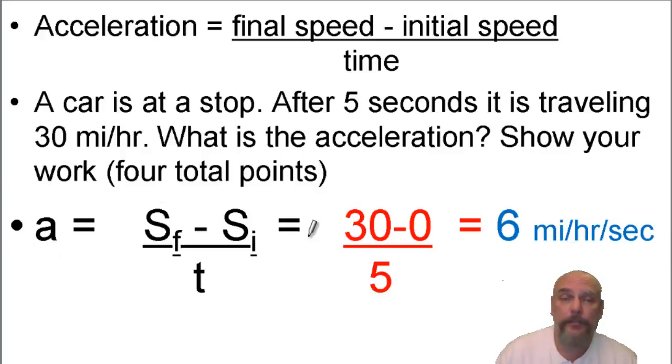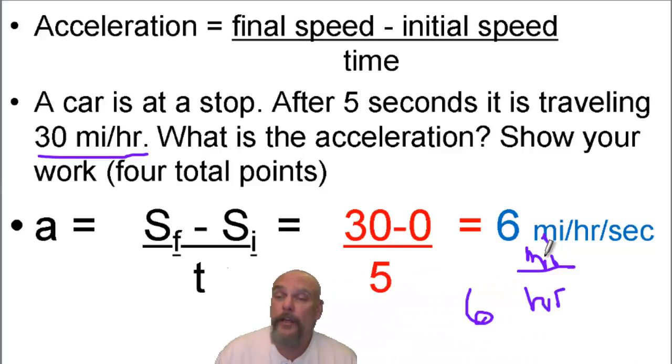And the way you figure that out is that this is her speed. 30 miles per hour is her ending speed. Her initial speed was 0 miles per hour. So that's her unit of speed, miles per hour. So 6 miles per hour per second.